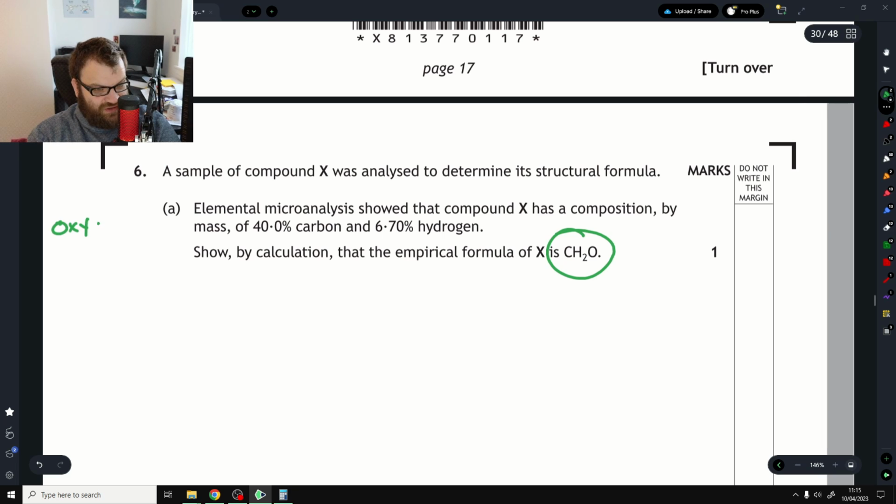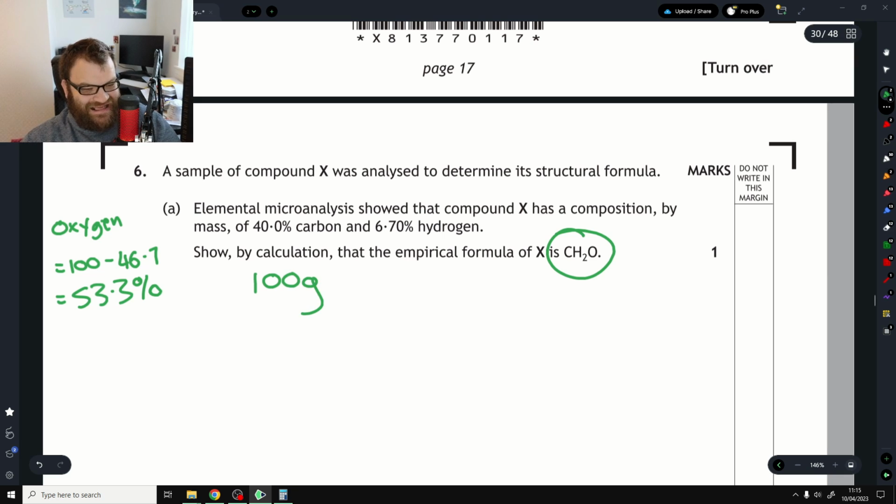So our oxygen equals 100 take away, that would be 46.7 together. That gives us 53.3%. If we imagine that we're dealing with 100 grams of the substance, this means that we can just take our percentages as being masses, and it will make our life hopefully a little bit easier as we move forward. So I'm going to say that we've got 40 grams of carbon.